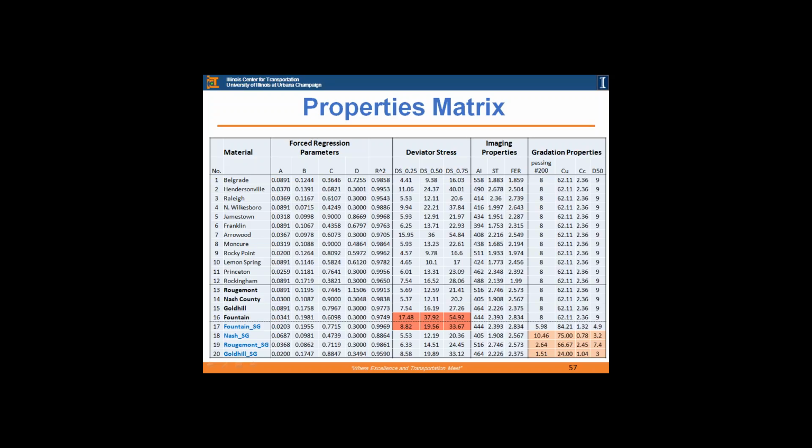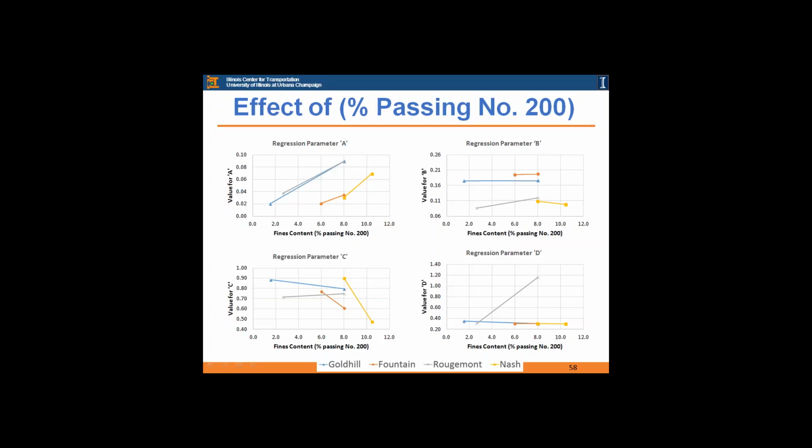So we were looking at the different materials that we have. We were looking at the deviator stress values that were used at the different shear stress ratios in our lab tests, and then the shape properties: the angularity index, the surface texture, and the flat and elongated ratio. This is also just preliminary; we just started looking at this recently. We also looked at the gradation properties, such as the percent passing number 200, the coefficient of uniformity, the coefficient of curvature, the D50, and other gradation properties.